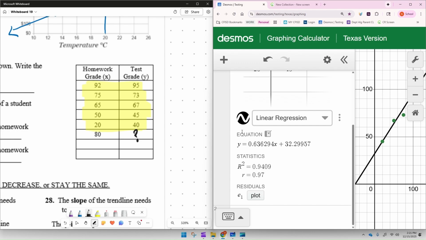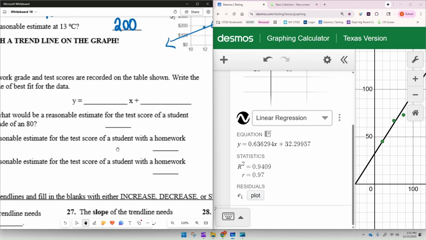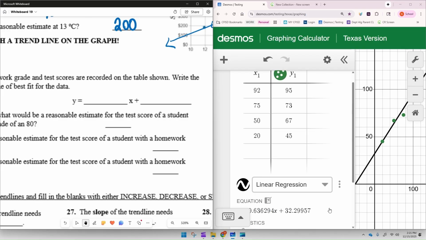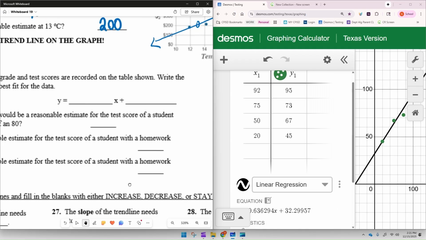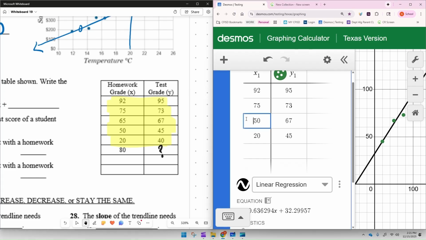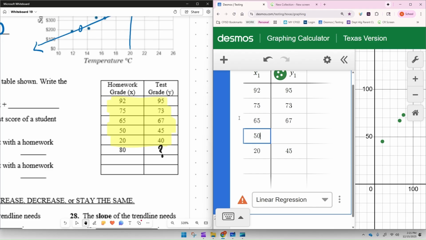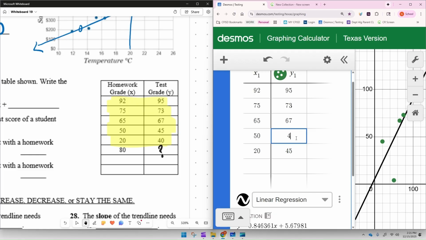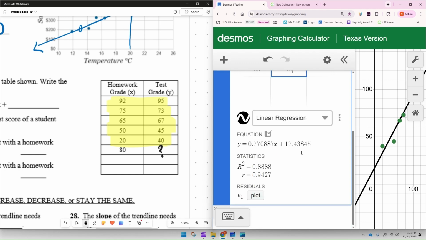Now, looking at our data values, there's a couple ways that we can go at this point. First of all, we're going to write our equation. I think I miswrote something here. Hold on, let me double check my table. 92, 75. Oh, I forgot the 65. I am off on my table. Here we go. 95, 73, 67, and 45. And that one is 40. There we go. All right. Now my table looks good.